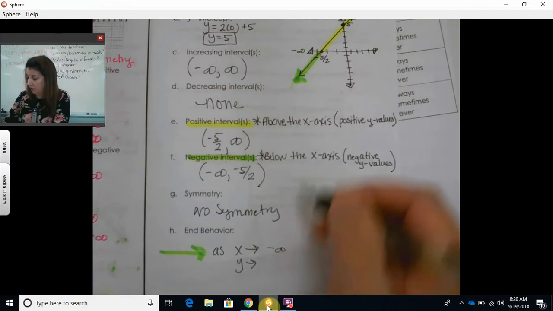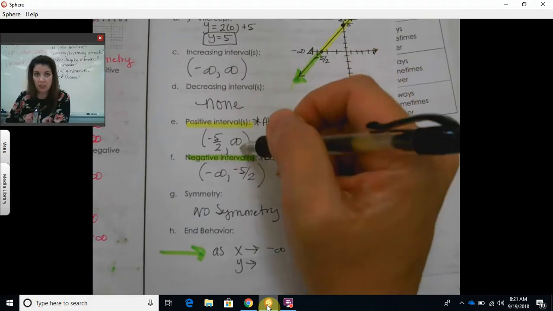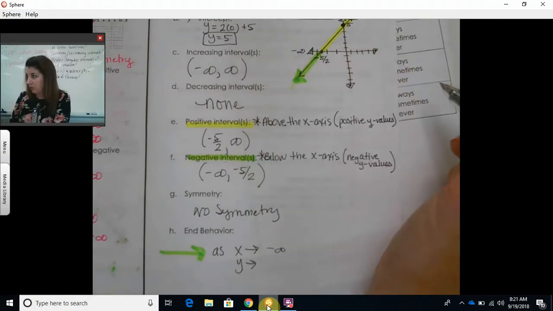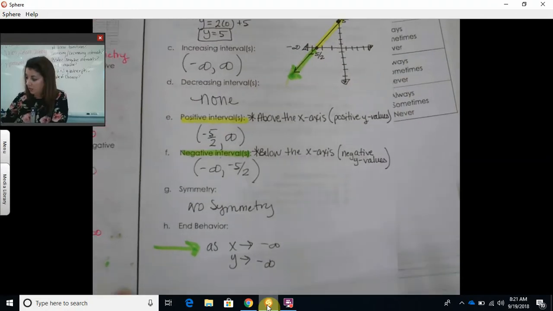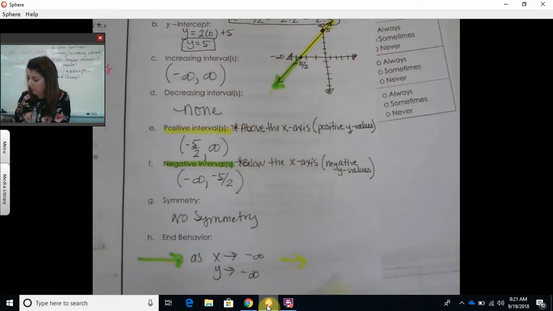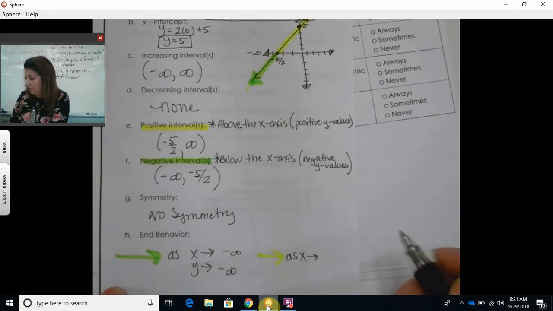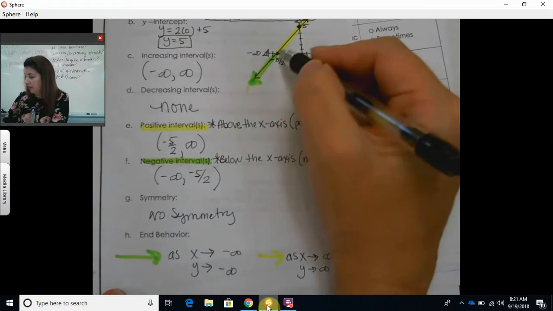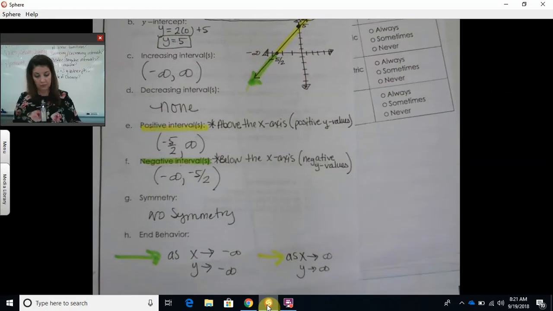What's y approaching on the green side? Where are my y values going? Larger or smaller? Smaller, so that would be negative infinity. The positive interval side, the yellow side in my case, as x approaches positive infinity, y approaches positive infinity. This side, my x's are getting larger, my y's are getting larger. Everybody cool with that?